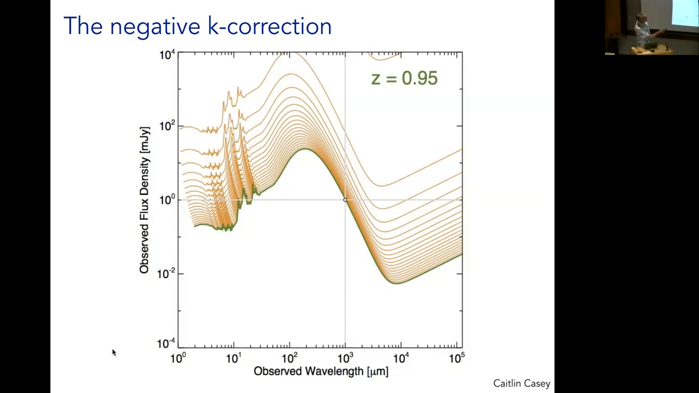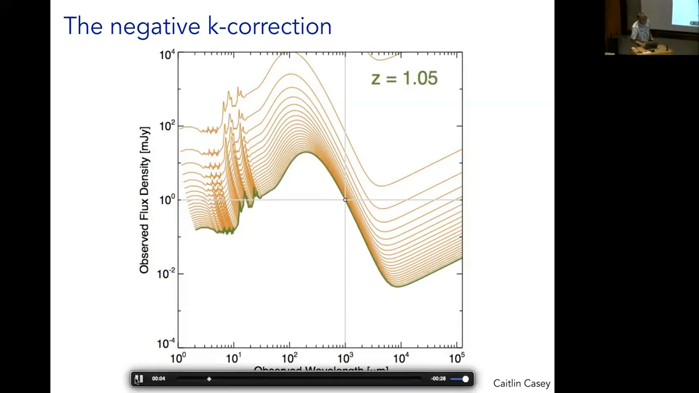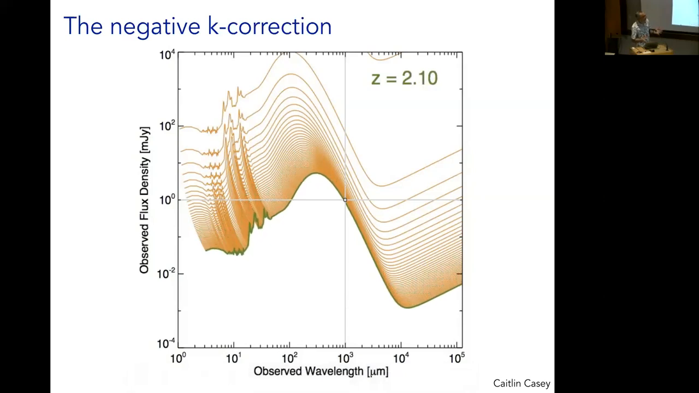I've stopped it perfectly right here, where at 1 millimeter wavelength, it's at 1 millijansky for this case. Now, as we go to higher redshift, it's going to shift this way to longer wavelengths, and it's going to get fainter, right? So it's going to shift this way and down. But because you're on this steep curve, you have this sort of magical effect that the flux stays constant, independent of redshift, which is really a remarkable thing.